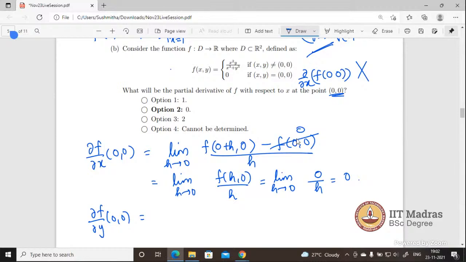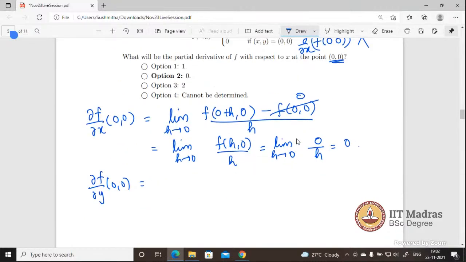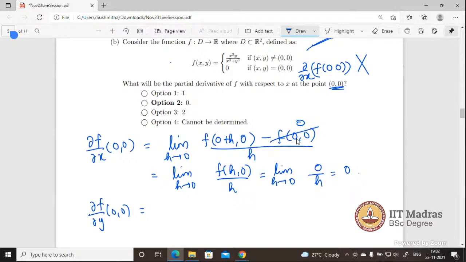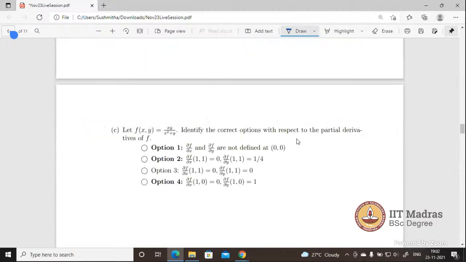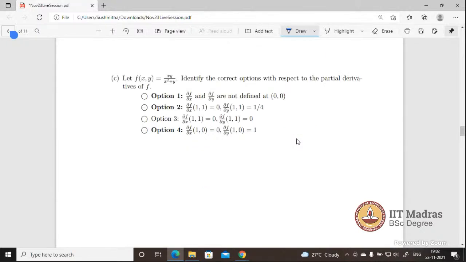Sure, ma'am. Thanks. Okay. So similarly, you can calculate the partial derivative with respect to y at the point (0, 0), right? I'll do the same thing: f(0, h) minus f(0, 0) by h, right? It's again going to be 0. Then, this function f(x, y) is xy by x squared plus y squared. Identify the correct options.